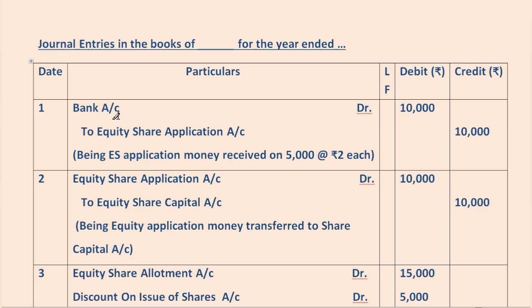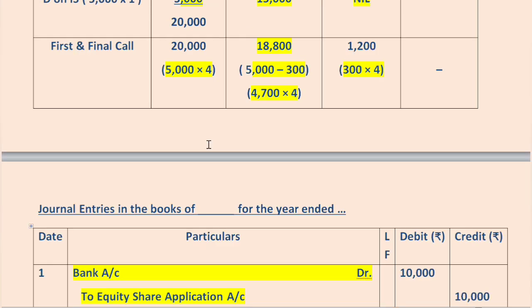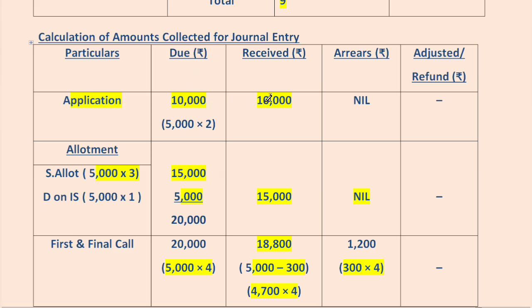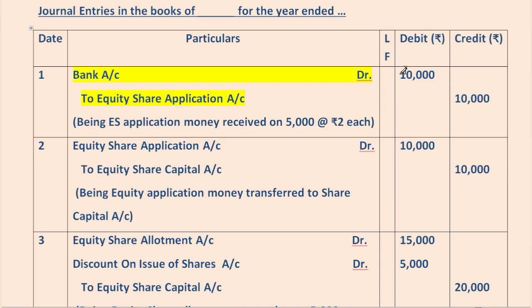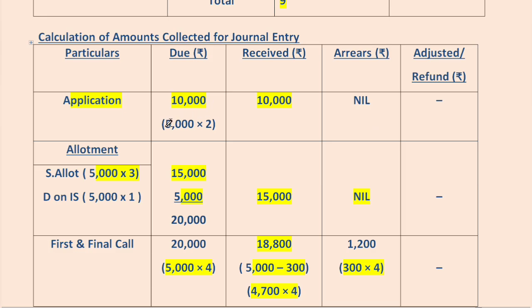So first, who receives the amount? Bank receives the amount, right? So bank account debit to equity share application account. How much amount received? 10,000. So amount collected is 10,000. So being equity share application money received on how much share? 5,000 shares at rupees 2 per share.